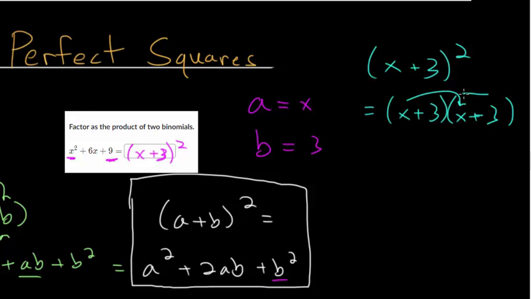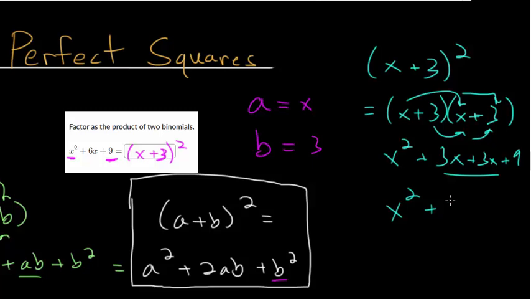So the x goes into both of those. You get x squared plus 3x, and the 3 goes into both of those. You get plus 3x, and then 3 times 3 would be positive 9. And we can recombine these. So x squared plus 6x plus 9. And you get back what you started with, which means you can feel very confident that this is in fact the right answer. So this is the method for factoring these using the formula.